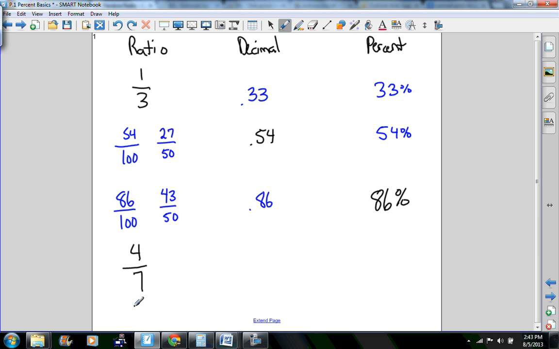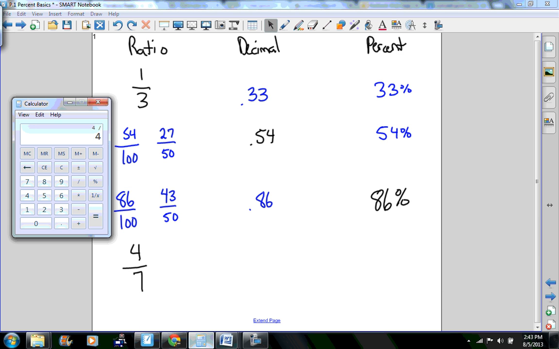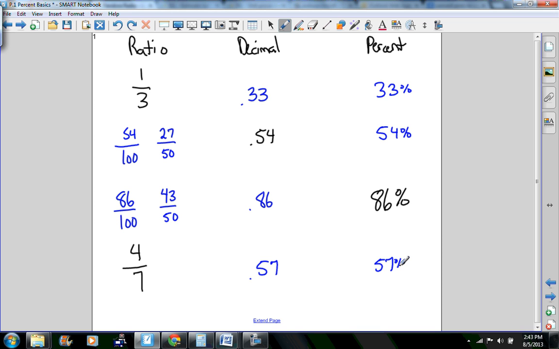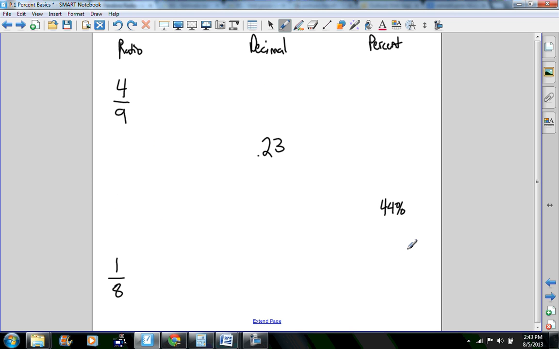Okay, and then the last one, 4/7, same thing as we did at the beginning, 4 divided by 7. We get 0.57. I almost always use 2 decimal places. And then once again, to turn that into a percent, we do 57%. The big thing I want you to understand is that ratios, which are fractions, decimals and percentages all mean the same thing, they just look different from each other. I want you to try this on your own, and then I will go over it.